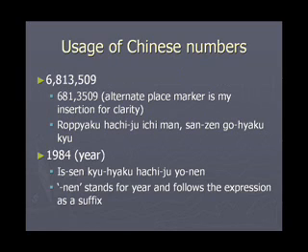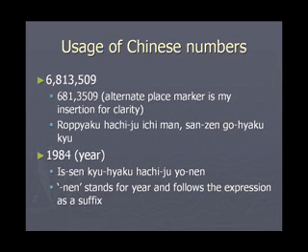Let's look at the number 6,813,509. I have now rewritten that number with the comma in the 10,000s place instead of the thousands place. This is to make it easy for us to understand in terms of man what it should be. It is 681 man 3,509. So that is what we have to say. Ropyaku hachiju ichi man sanzen go hyaku kyu. That's the number.